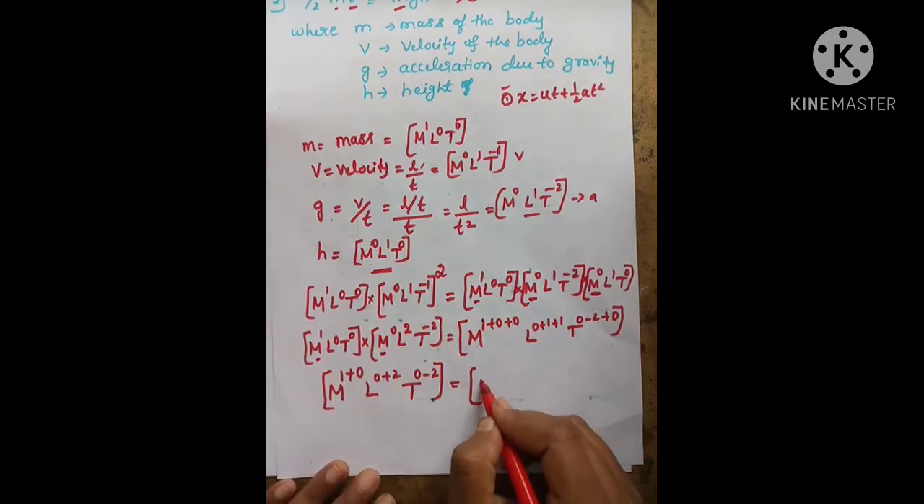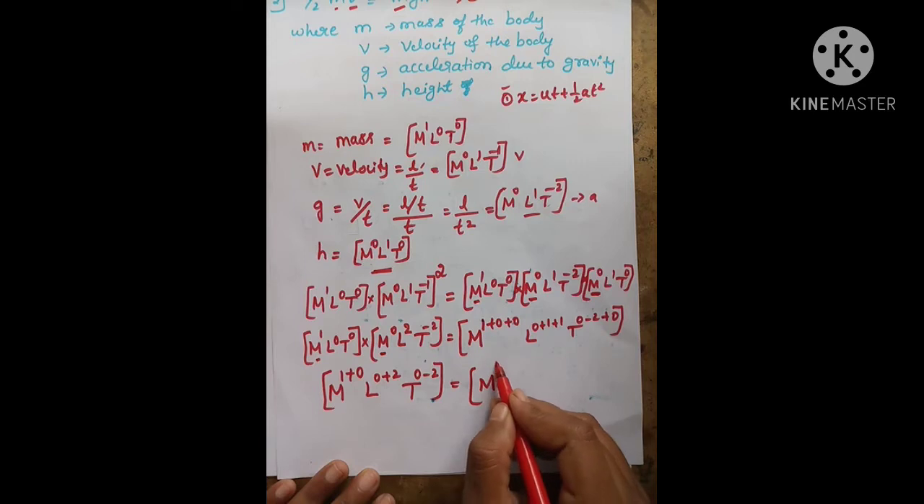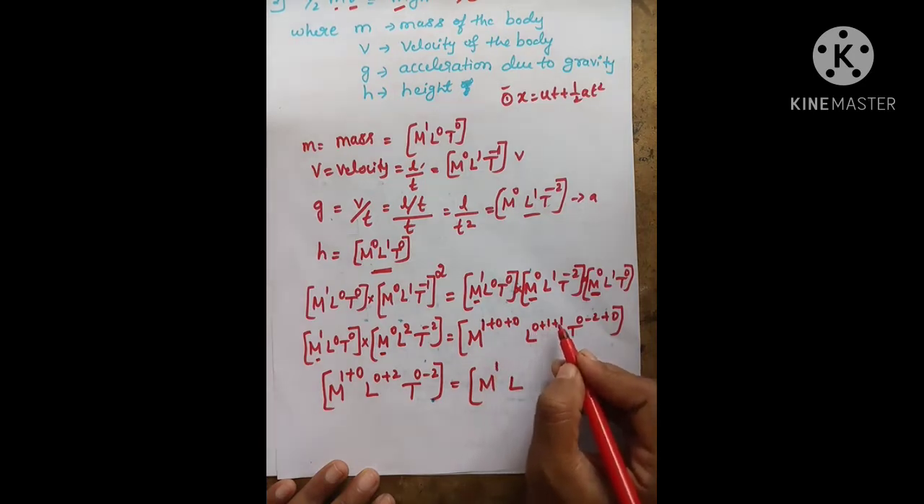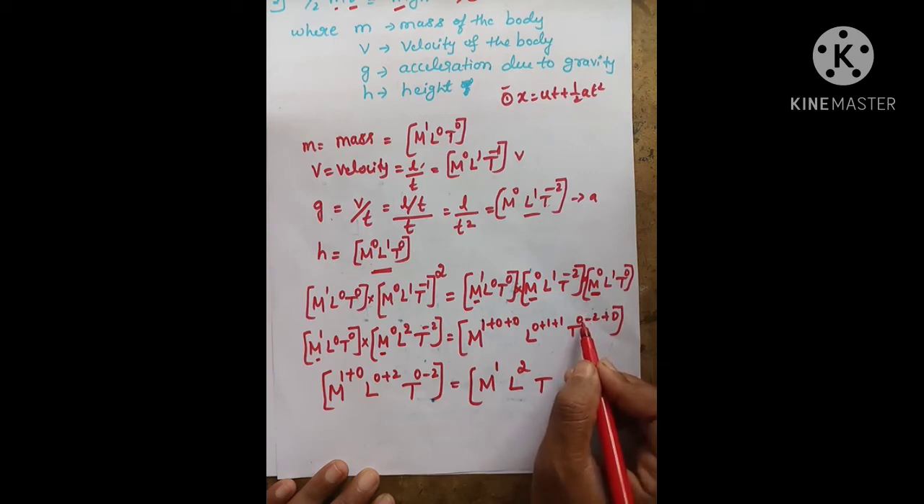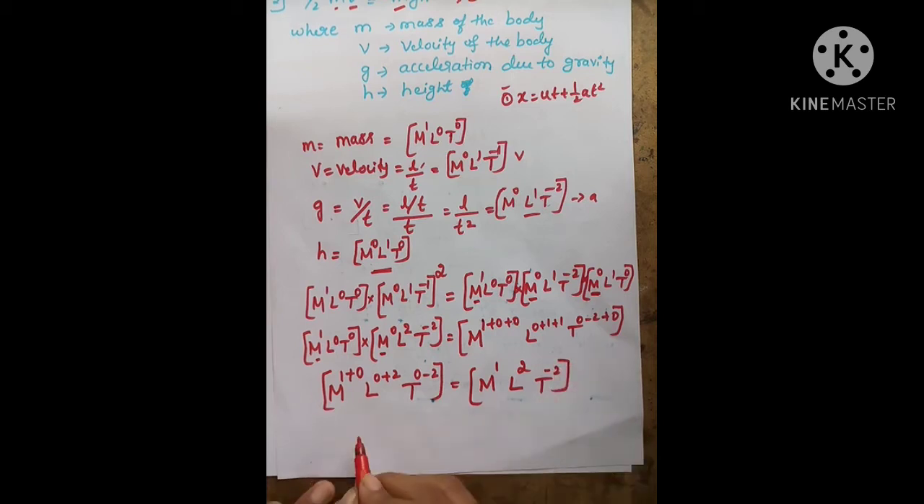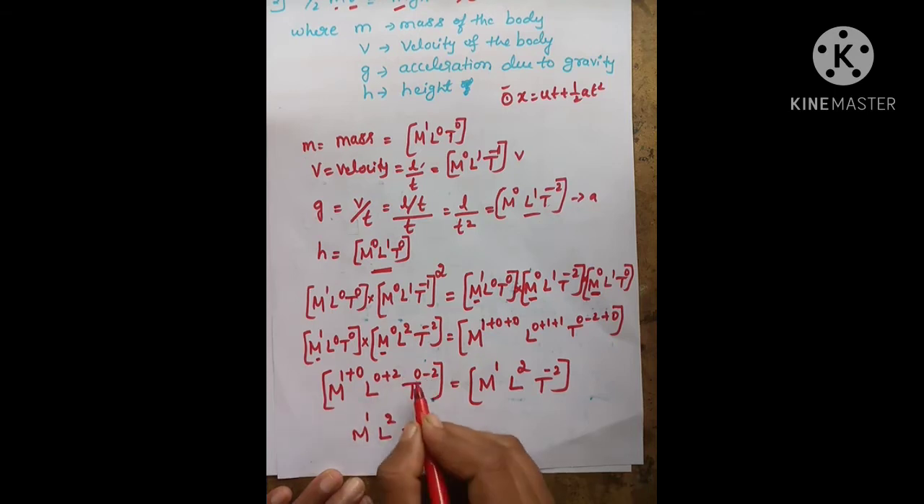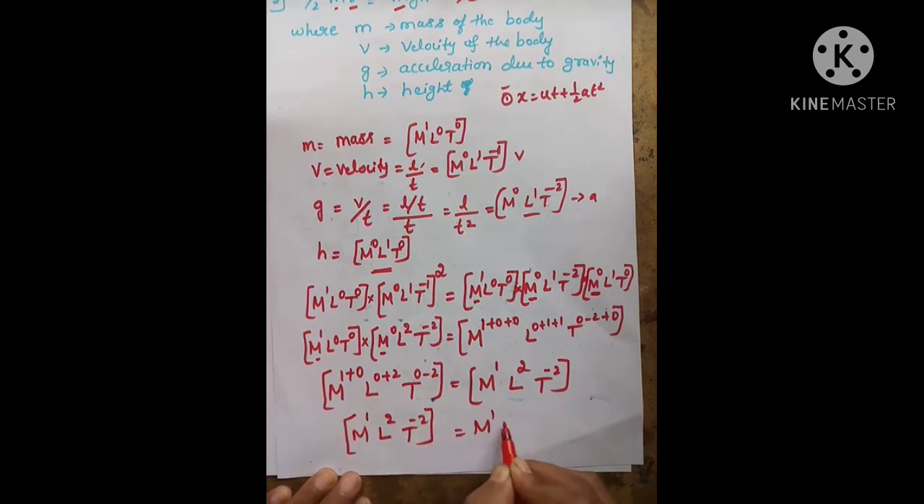Here also m to the power of 1 plus 0 is 1. L to the power of 0 plus 1 is 2. T to the power of 0 minus 2 is minus 2. Minus 2 plus 0 is minus 2. In LHS, 1 plus 0 is 1. L to the power of 0 plus 2 is 2. T to the power of 0 minus 2 is minus 2. Is equal to m to the power of 1, L to the power of 2, T to the power of minus 2. Okay, then LHS is equal to RHS.